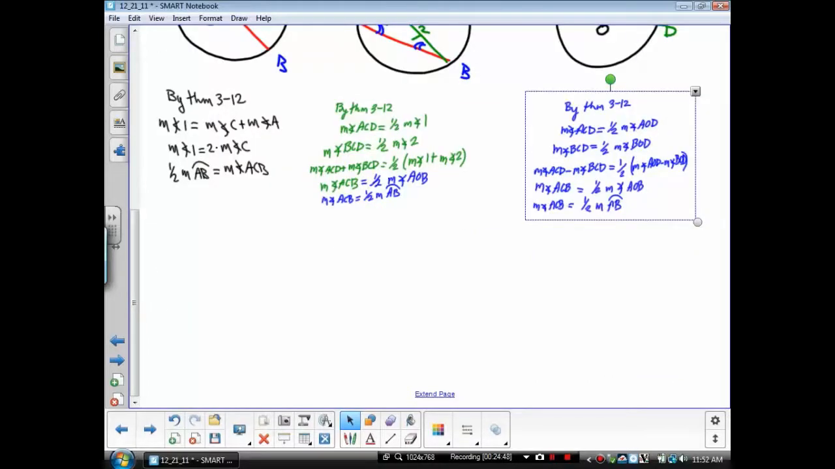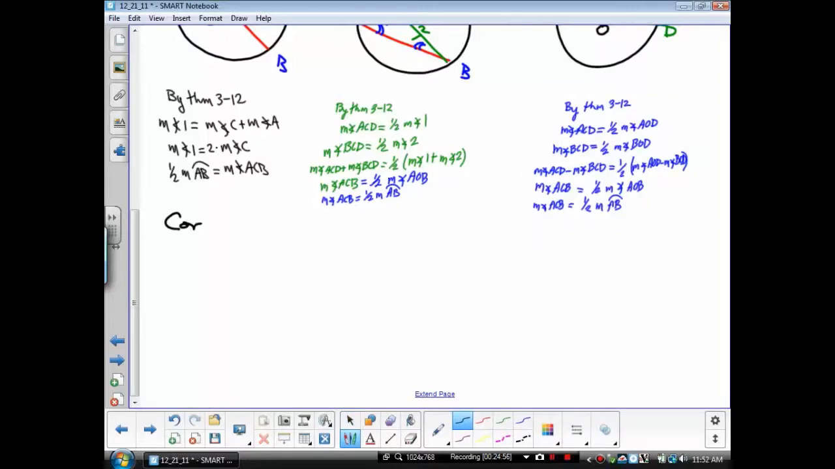We have some corollaries to this theorem. We have 3 corollaries to this theorem. Corollary 1. Corollary 1 says if 2 inscribed angles intercept the same arc, then the angles are congruent.